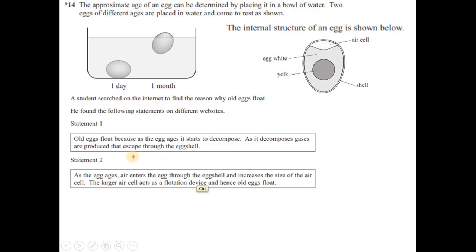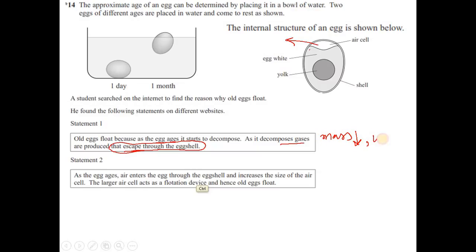Fine. Now if you see what is happening here, statement 1 is saying that as the egg ages, it starts to decompose, and when it decomposes, gases escape. This is a key point. Gases escape through the eggshell. So what if gases are escaping? That means the overall internal mass of the egg is decreasing. So this statement suggests that mass is decreasing.